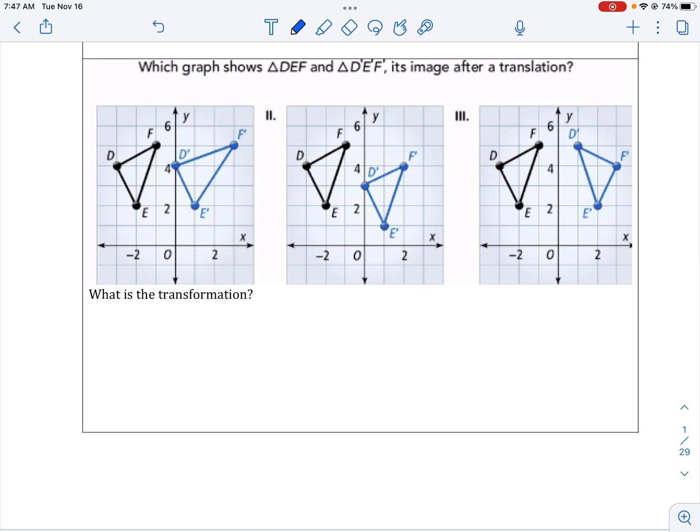So which graph here shows a translation? So again, the black triangles will be the original. The blue triangles will be the image, and you can tell that with the prime notation. These two triangles are not the same shape, so they cannot be a translation. Graph number 3 here, the triangles are facing different directions, so that leaves us with graph number 2 as a translation.